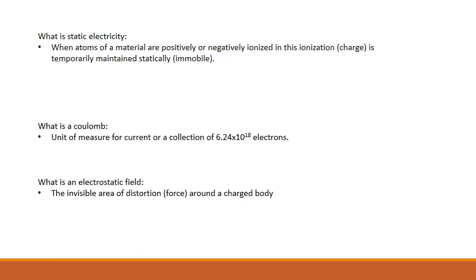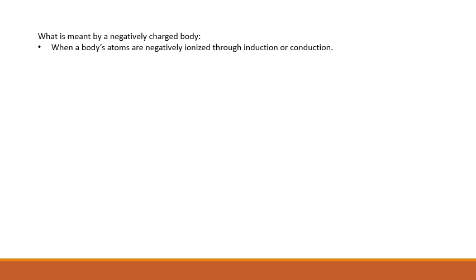What is an electrostatic field? It is the invisible area of distortion or force around a charged body. Again, definitions may vary depending on your source. What is meant by negatively charged body? When a body's atoms are negatively ionized through induction or conduction, that is a negatively charged body. What is induction? It is a transfer of charge through an electrostatic field. Remember, through induction, bodies, charged or not, do not touch, and the transfer occurs through the electrostatic field, sometimes called the magnetic field.